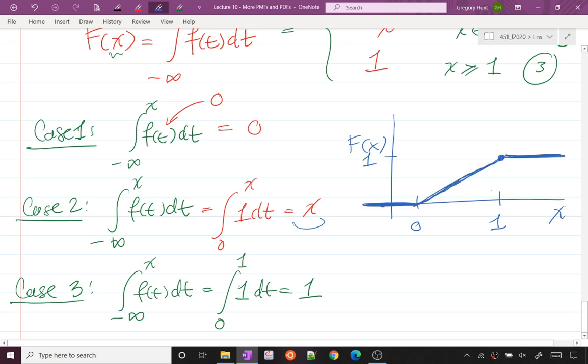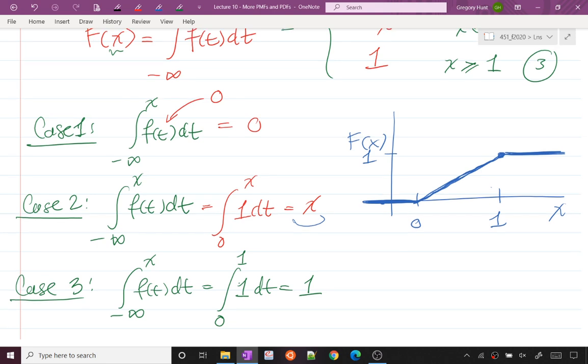And this is a valid CDF. If you go back and validate all the rules that have to be true for it to be a valid CDF, the limit at negative infinity is 0, limit at infinity is 1, it's increasing, etc. So that's a nice example of how we can go from the PDF to the CDF.